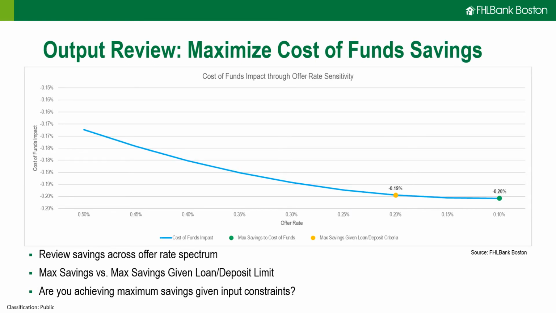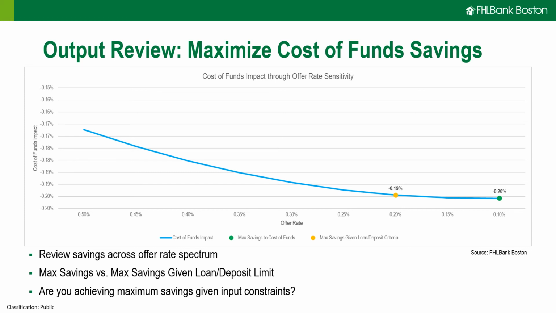We're now going to start to examine the results. The first chart we're going to look at is cost of funds impact through offer rate sensitivity. Essentially, we're looking at how much we can save through examining each offer rate and retention rate assumption. For example, if we offer 10 basis points on our repriced CDs, we can expect to save 20 basis points in cost of funds. However, we have to remember the constraints in achieving the savings.